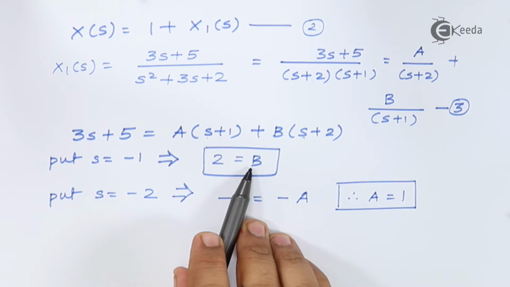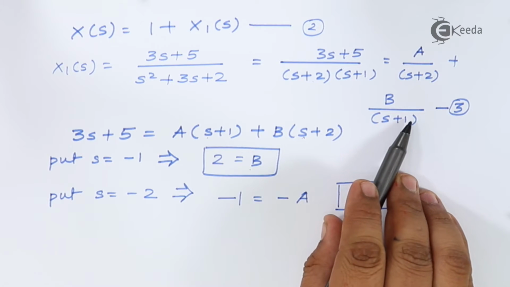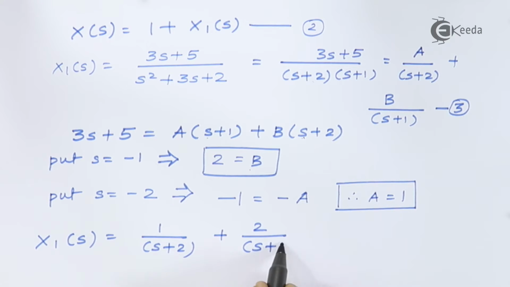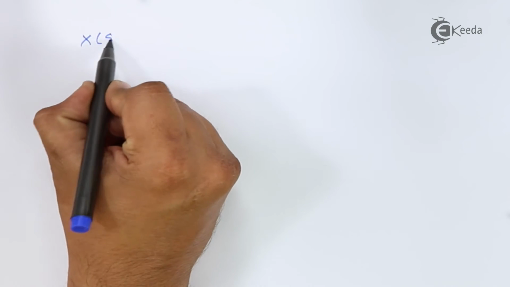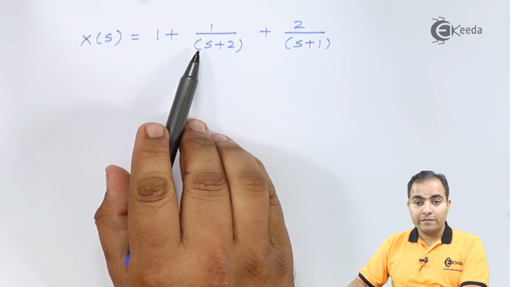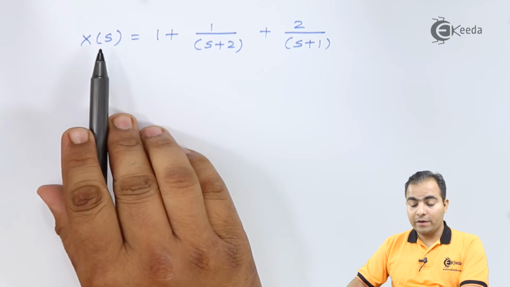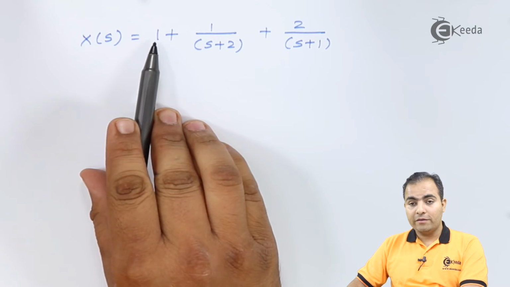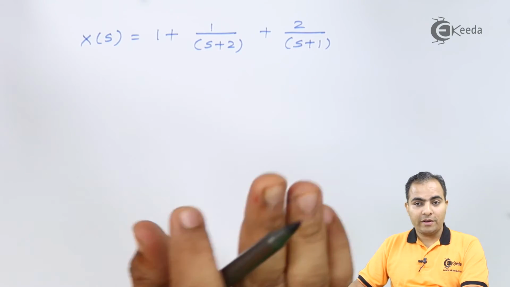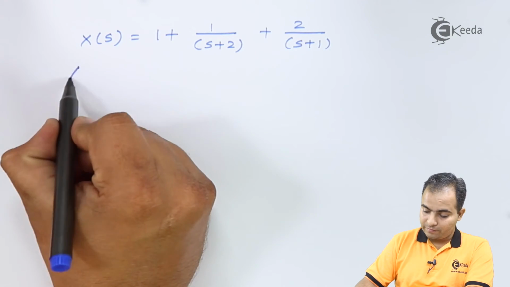What is our next step? Substitute A and B values in my equation number 3. So my X1 of s becomes this, this is our X1 of s, and substitute this X1 of s value in the equation. After substituting, what have I got? X of s becomes 1 plus 1 upon s plus 2 and 2 upon s plus 1. Now simply apply the inverse Laplace transform on the above equation.